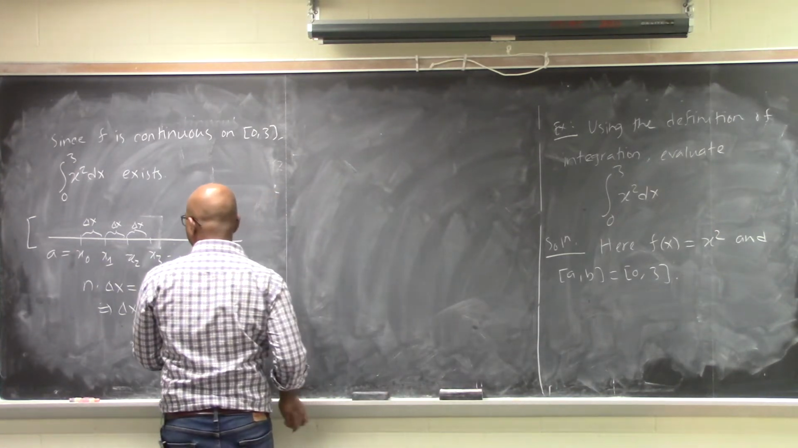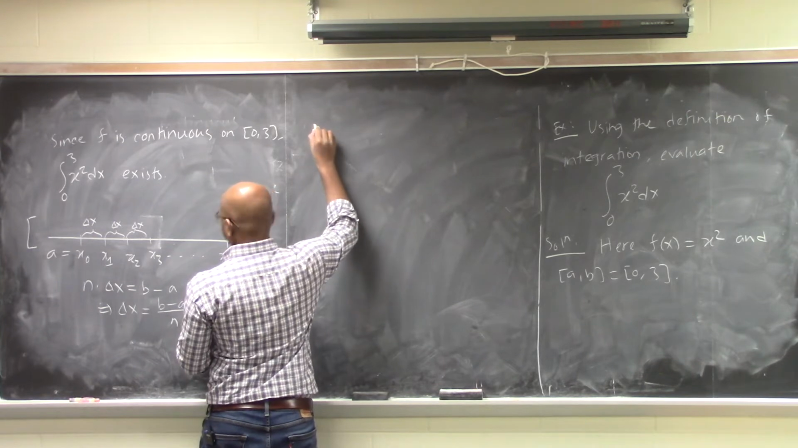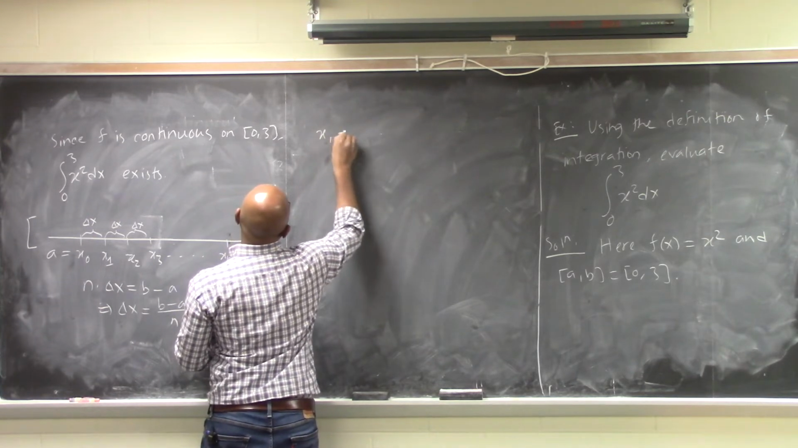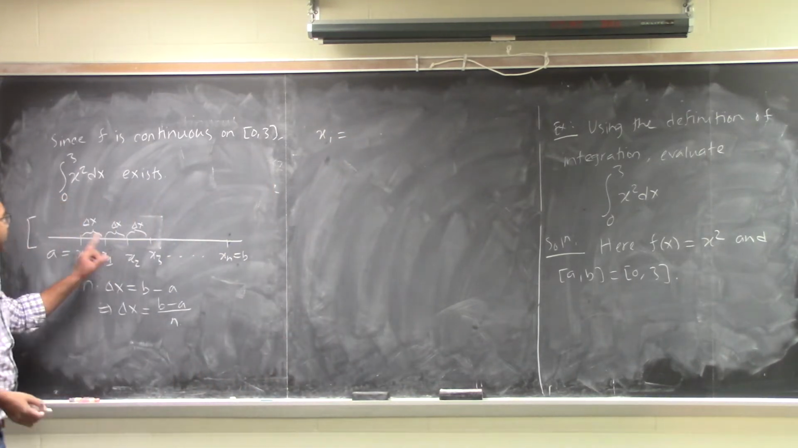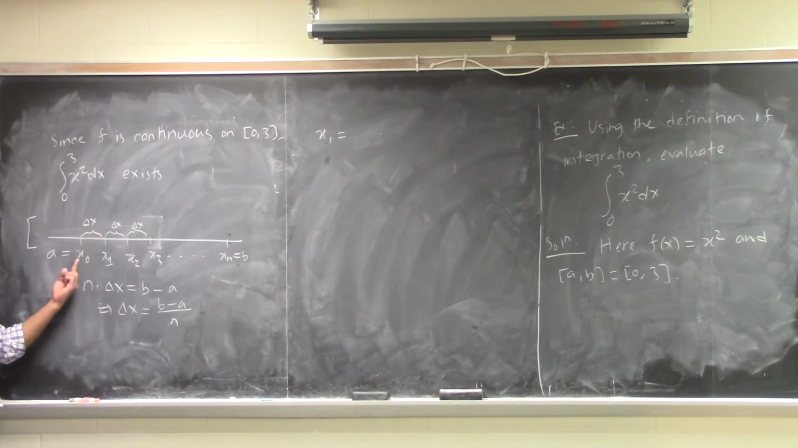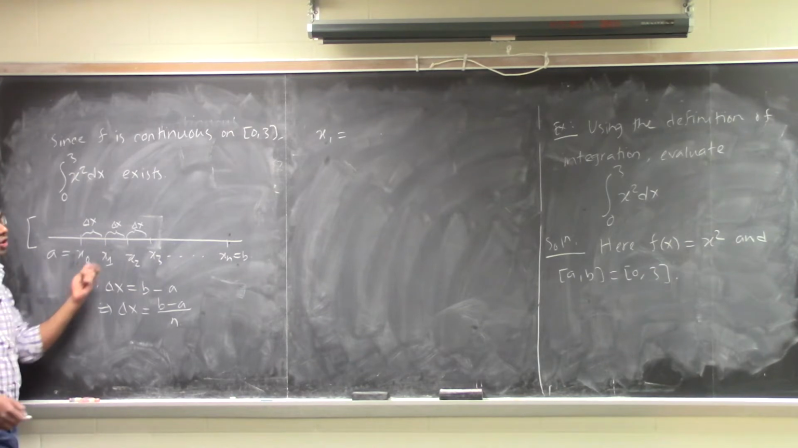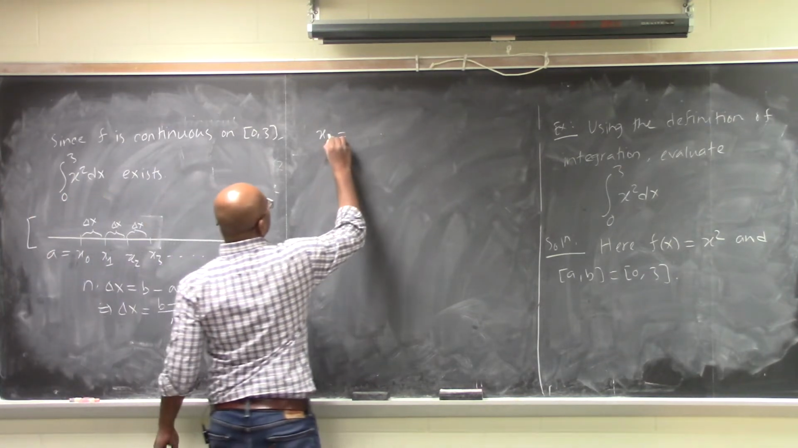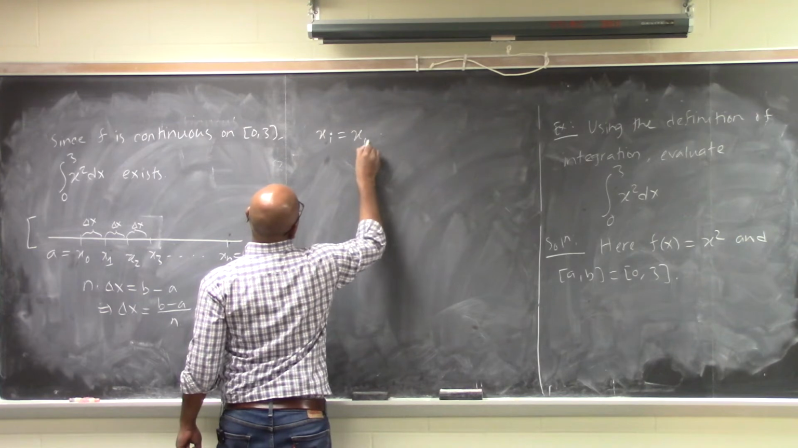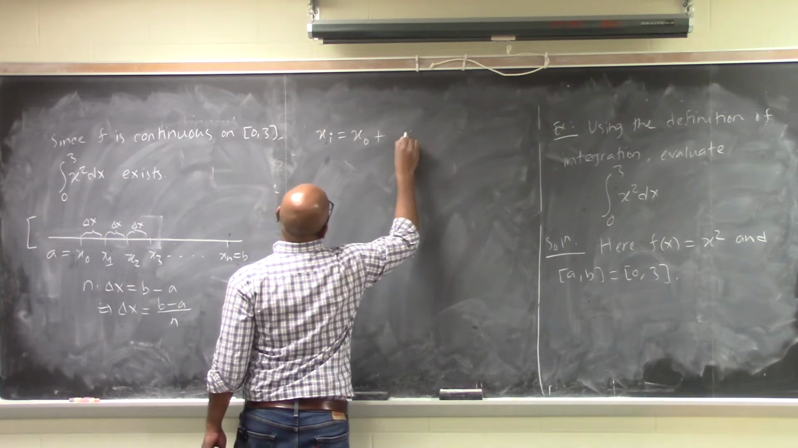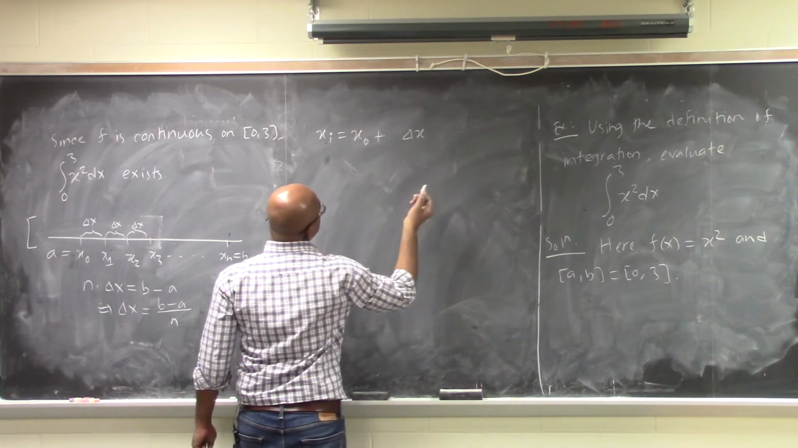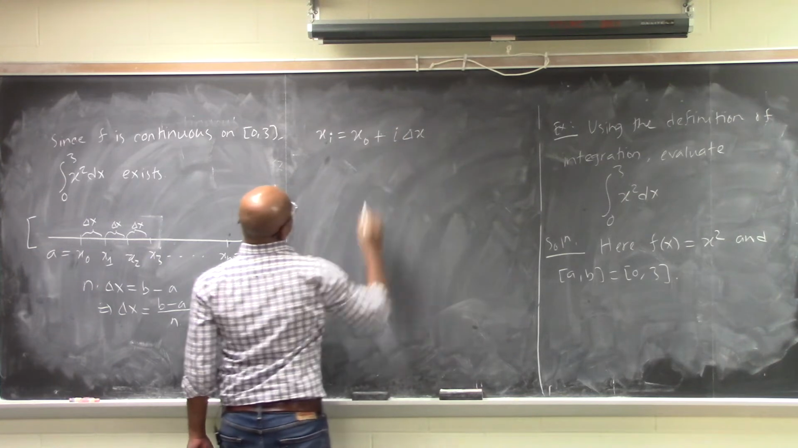This is delta x, then what are x sub i? Notice the first one is 1 unit of delta x from x sub 0. The second one is 2 units of delta x from x sub 0, right? The third one is 3 units of delta x from x sub 0. So the ith one will be x sub i. You start at x sub 0 and you go delta x units. How many times? i times.